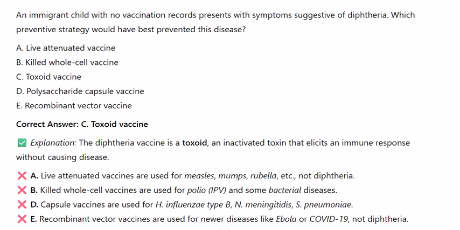Toxoid vaccine. Explanation: the diphtheria vaccine is a toxoid, an inactivated toxin that elicits an immune response without causing disease. A. Live attenuated vaccines are used for measles, mumps, rubella, etc., not diphtheria. B. Killed whole cell vaccines are used for polio, IPV, and some bacterial diseases. D. Capsule vaccines are used for H. influenzae type B, N. meningitidis, S. pneumoniae. E. Recombinant vector vaccines are used for newer diseases like Ebola or COVID-19, not diphtheria.